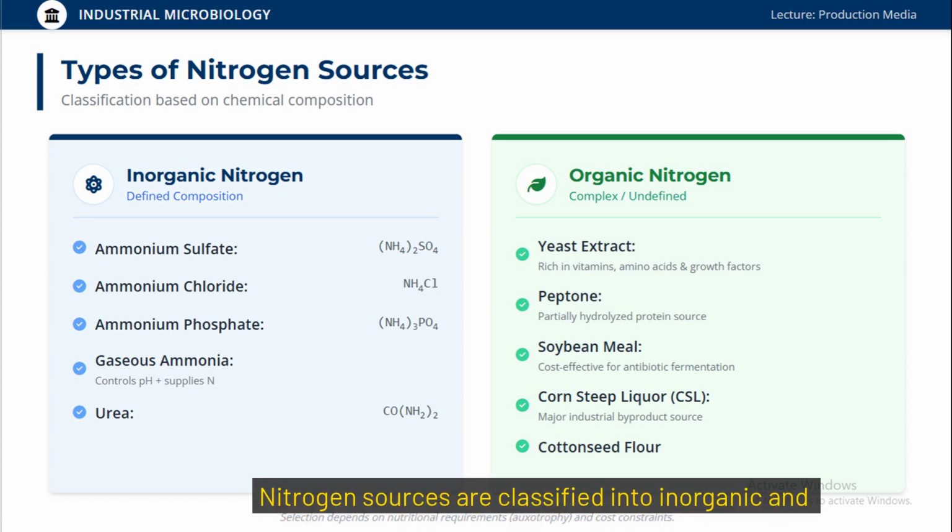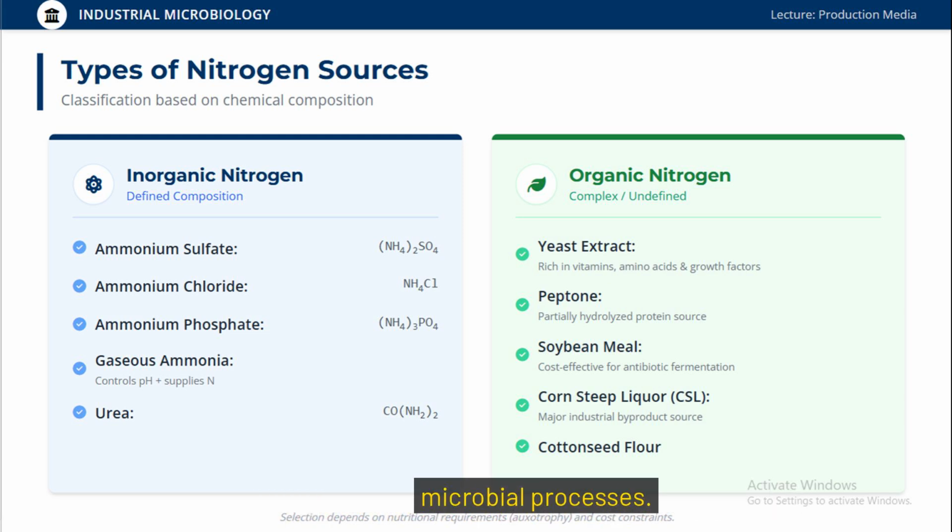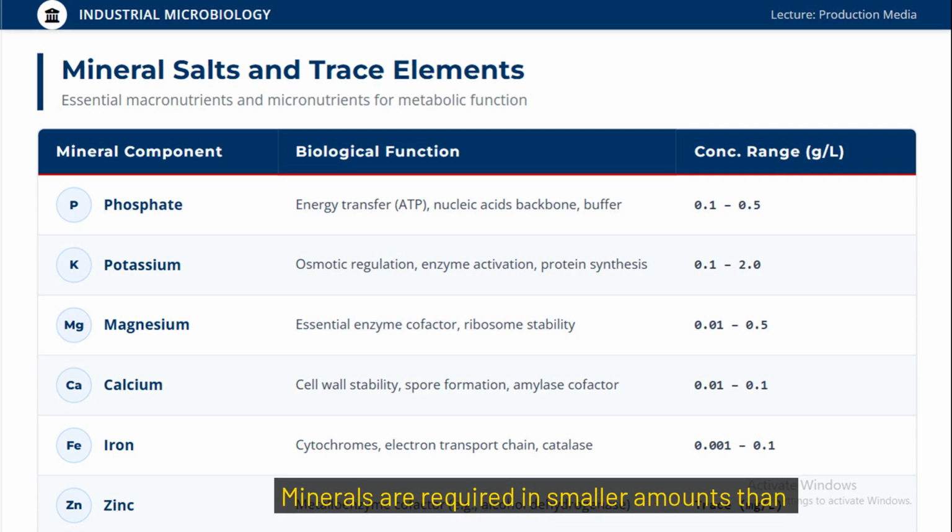Nitrogen sources are classified into inorganic and organic types, each with distinct compositions. They provide essential nutrients for growth, with organic sources offering complex benefits for microbial processes. Minerals are required in smaller amounts than carbon and nitrogen, but they are absolutely essential.